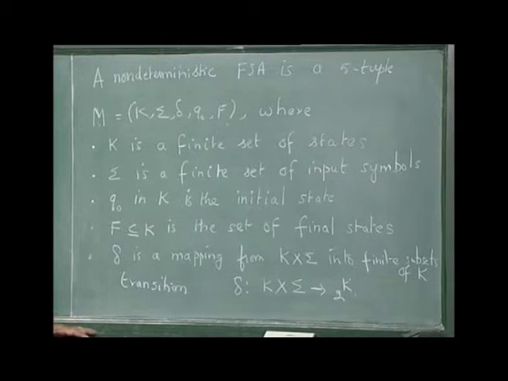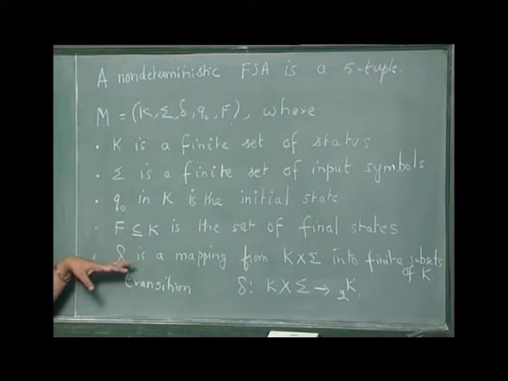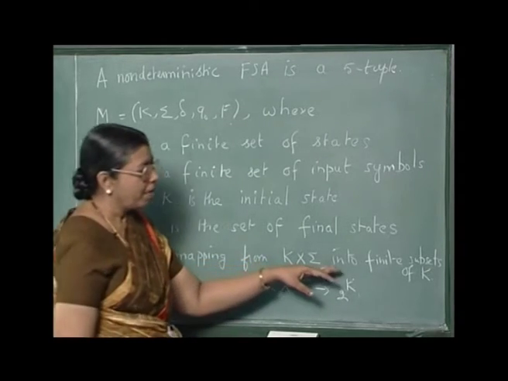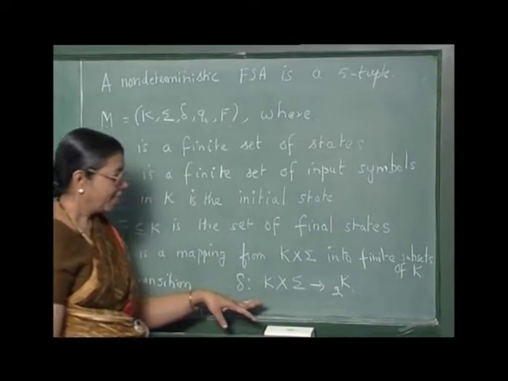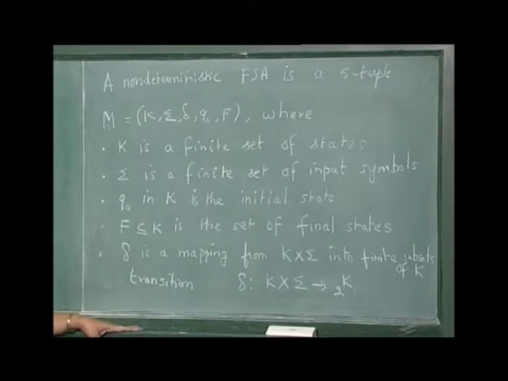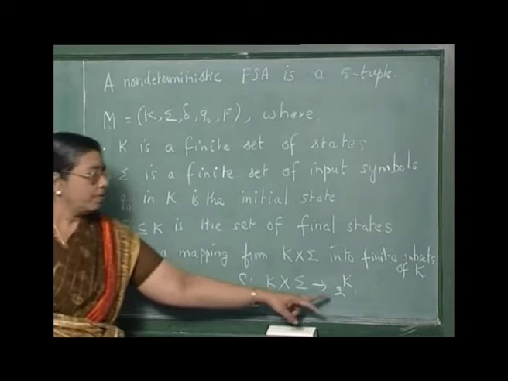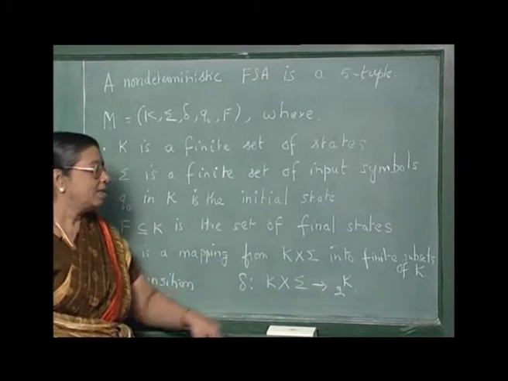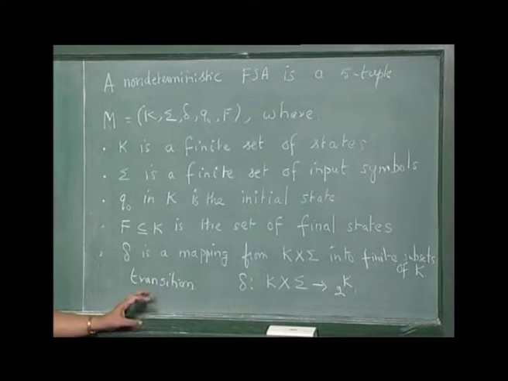This is where the difference comes. In the deterministic model, it is from K cross Sigma into K, but now it is from K cross Sigma into finite subsets of K, and you denote it like this: K cross Sigma into 2 power K. This denotes all subsets of K. This is called the transition function.